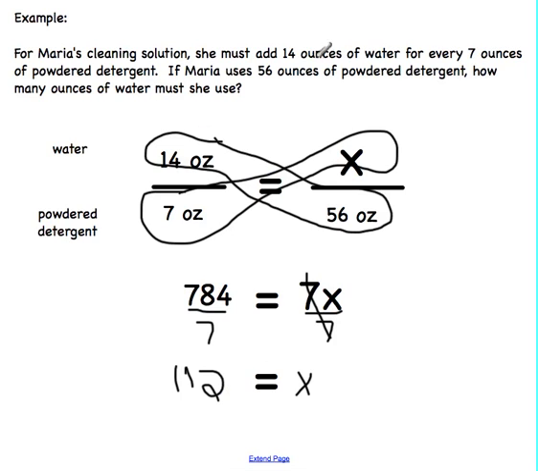Now, as we look through the problem to make sure it makes sense, we can see that there are twice as much water as there is powdered detergent in her cleaning solution. So we know that the amount of water that she must need must be twice as much as the powdered detergent. So this is a little bit more than 50. So we know this should be more than 100. Since it's reasonable, we know that she's going to need 112 ounces of water.